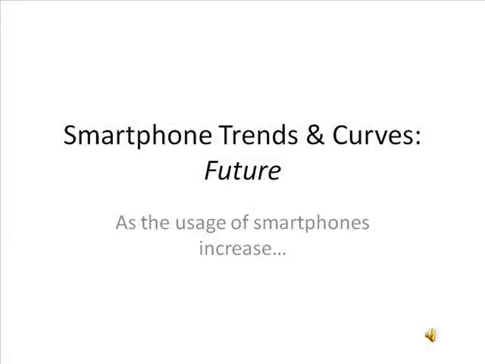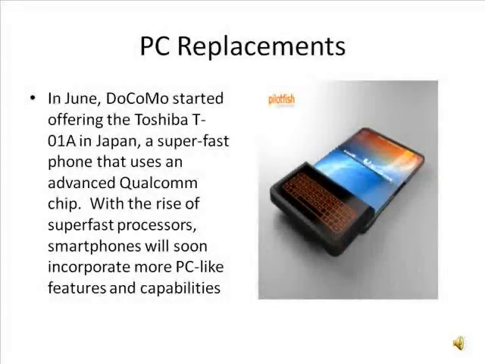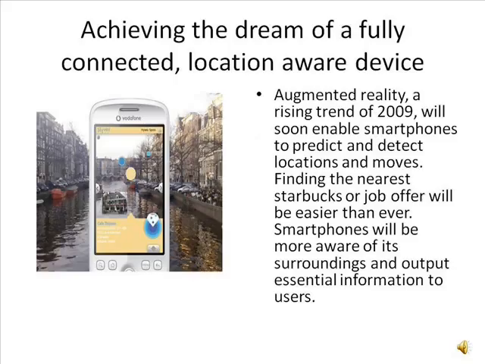Now, let's talk about smartphone trends and curves of the future. Soon, smartphone growth will be equal to PC growth, but will it replace PCs? Well, in June, Docomo started offering the Toshiba T01A in Japan, a super fast phone that uses an advanced Qualcomm chip. With the rise of super fast processors, smartphones will soon incorporate more PC-like features and capabilities.